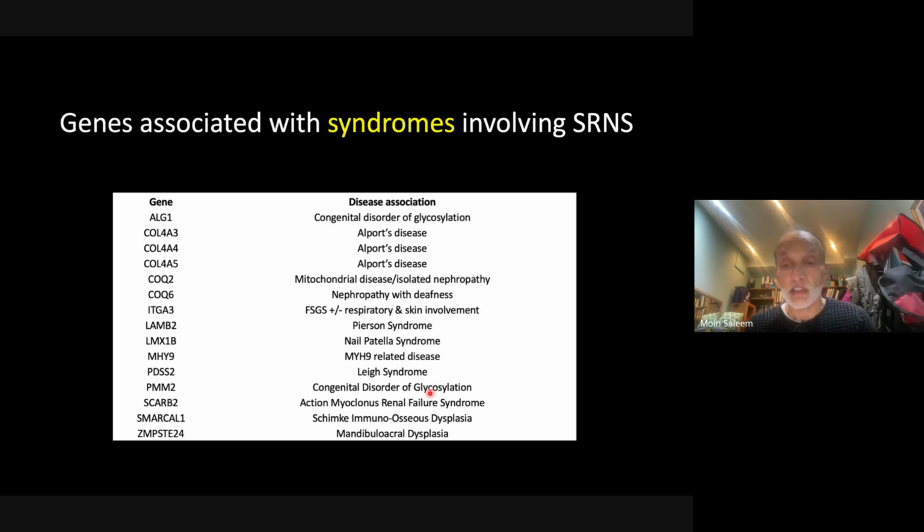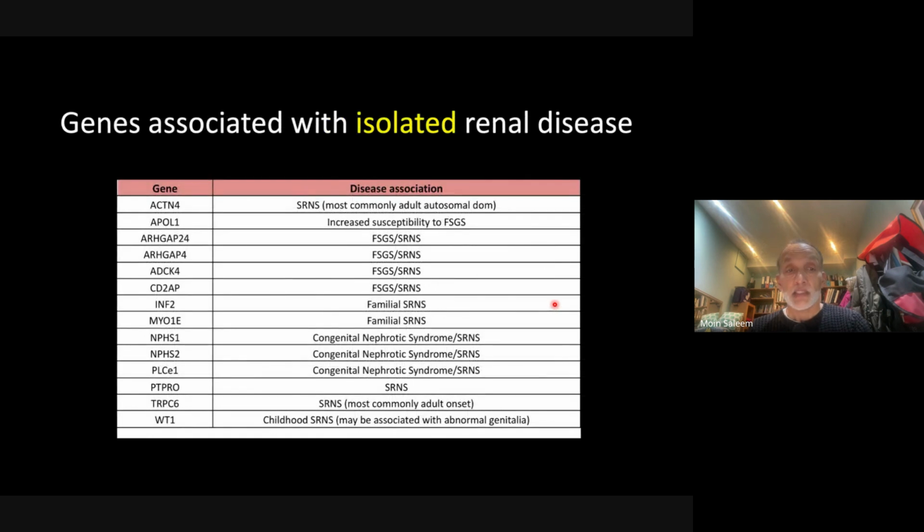So this isn't a comprehensive list, but just to illustrate that some of them are associated with syndromes. So it doesn't just involve the kidney, but if you get mutations in these genes, you can get problems with other systems as well, such as Alport's disease, which affects also the ear and the eye, for example. And then there are lots that are associated just with renal disease or just with podocyte disease.